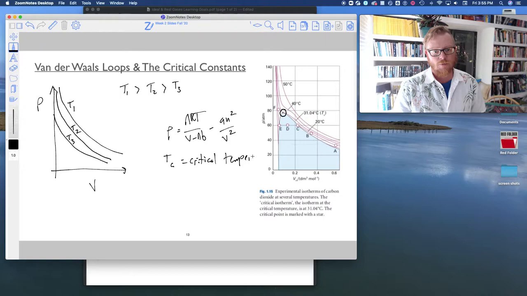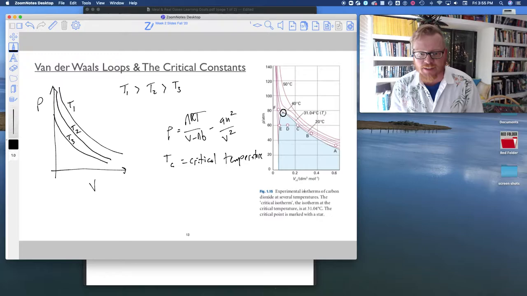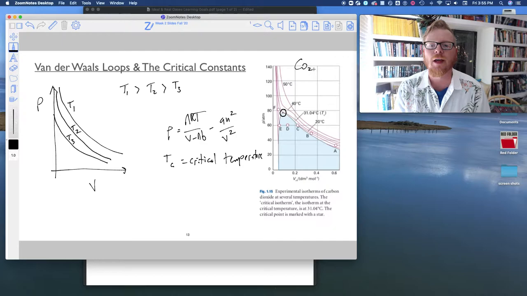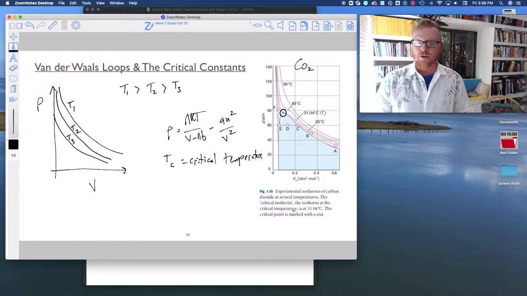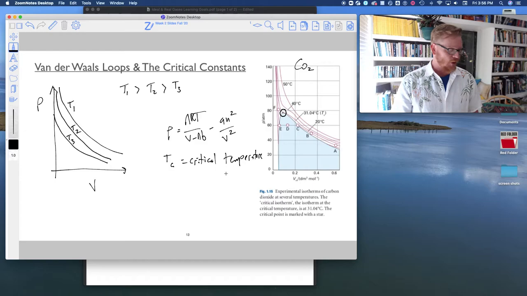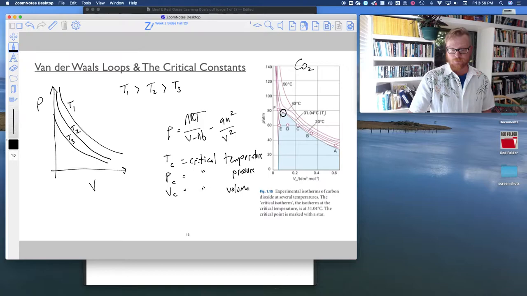And that is where this molecule, in this case carbon dioxide, CO2, at that critical temperature, which in the case of carbon dioxide is 31.04 degrees Celsius, is no longer a gas. If we looked at the full phase diagram, those critical constants, we also have critical pressure as well as critical volume. Critical pressure and critical volume. That's the point where a phase transition might happen.